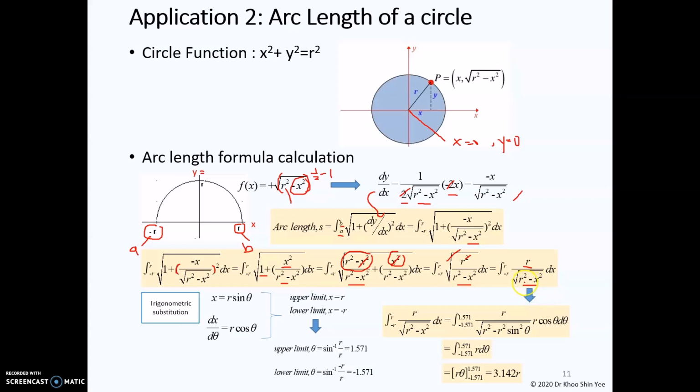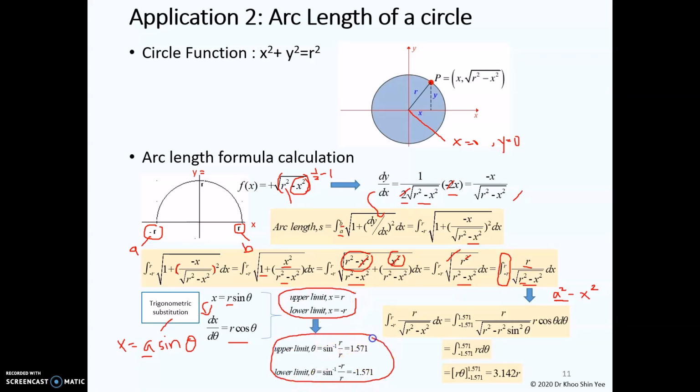So this format is in the a squared minus x squared format, where we can use x equal to a sine angle to solve the problem. So in this case, when you compare a squared with the r squared here, then a is equal to r. So you can substitute the a to be r here. So you can differentiate dx with respect to the angle, which gives you r cos angle. So we need to convert the lower and upper limit here to the angle, because later you are going to integrate with respect to the angle.